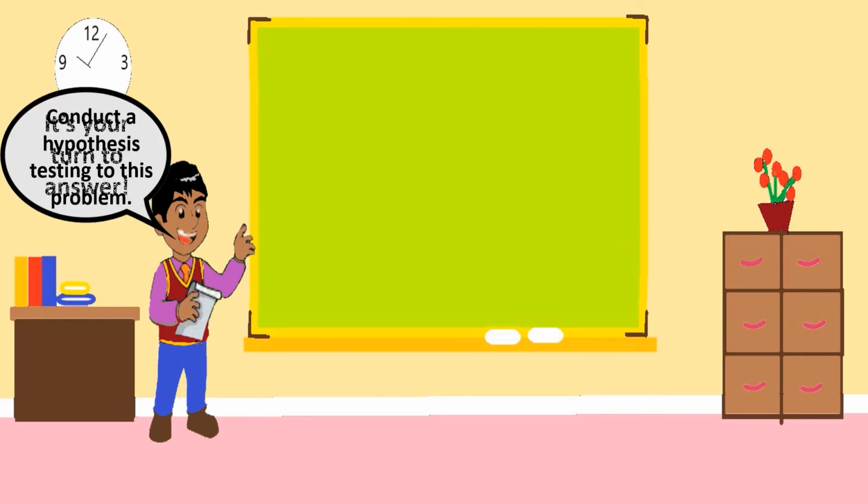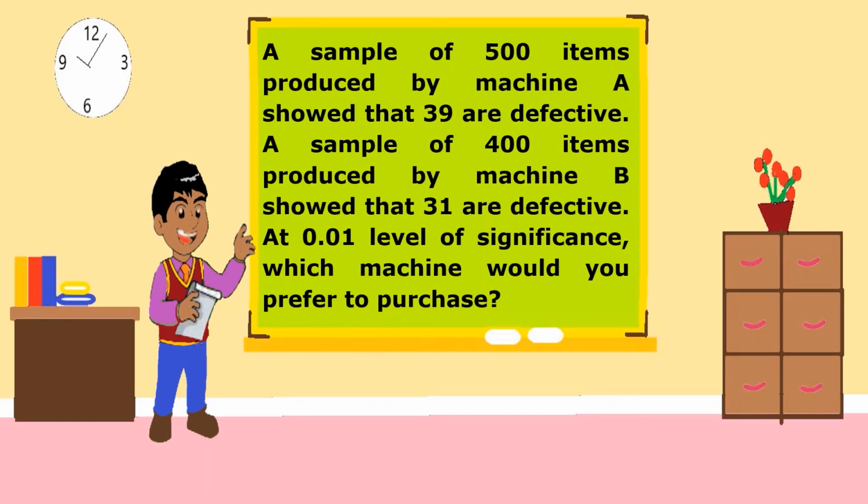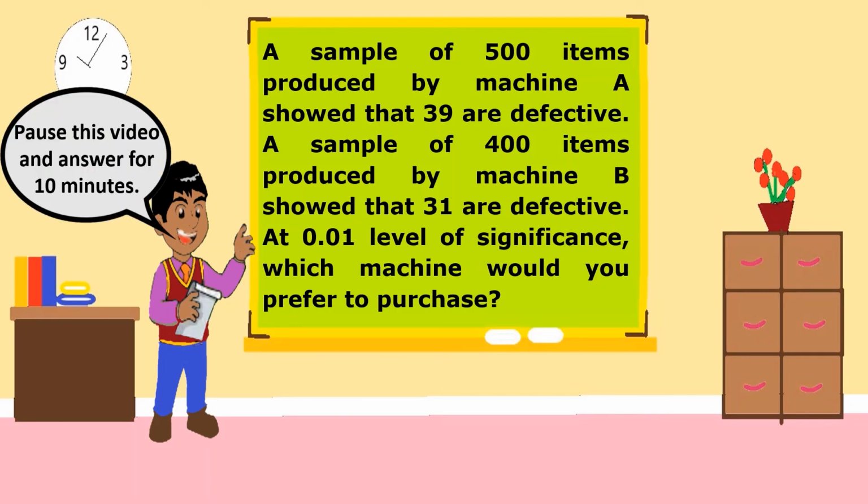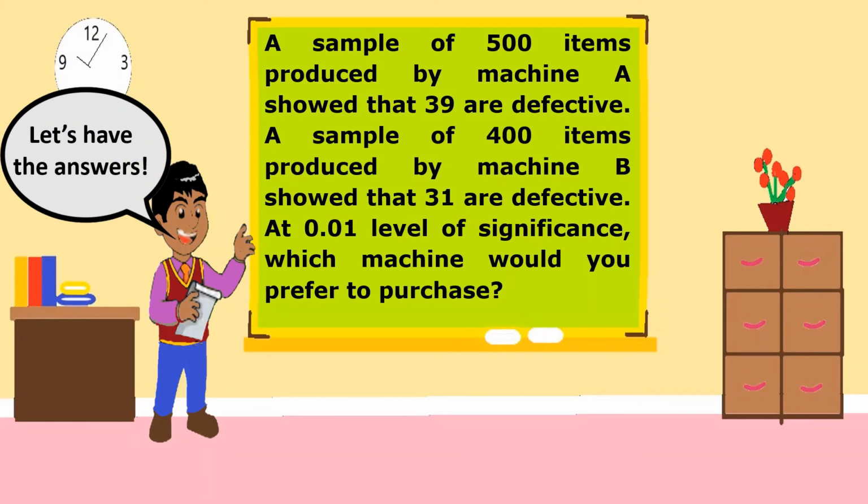It's your turn to answer. Conduct a hypothesis testing for this problem. A sample of 500 items produced by machine A shows that 39 are defective. A sample of 400 items produced by machine B shows that 31 are defective. At 0.01 level of significance, which machine would you prefer to purchase? Pause this video and answer for 10 minutes. A few moments later, let's have the answers.